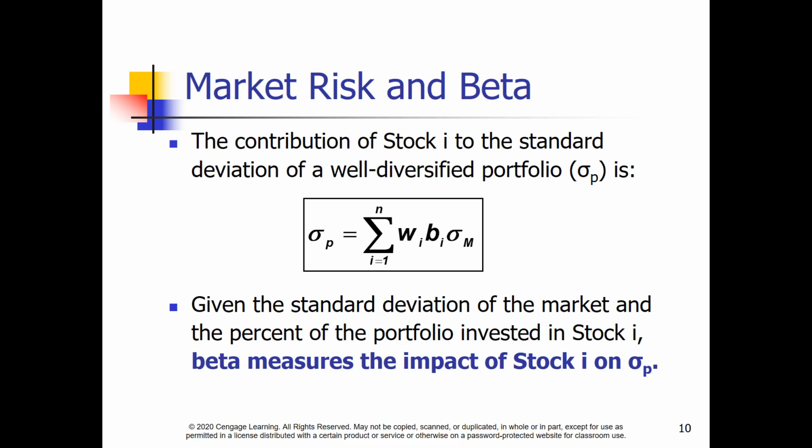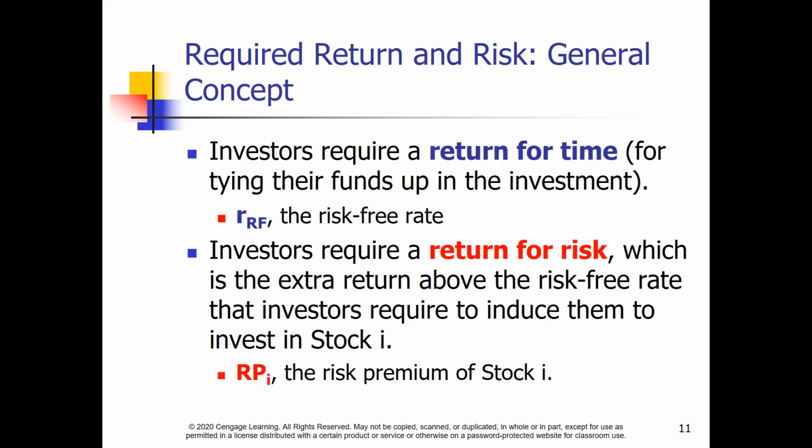To measure the contribution of each individual asset to the riskiness of a portfolio, we can use this equation. The key point is again in bold type. Beta measures the impact of an individual stock on the riskiness of a portfolio. We can break down required return into two basic components. Return for the time value of money, the risk-free rate. Return for risk, the extra return above the risk-free rate to compensate investors for investing in a risky asset.